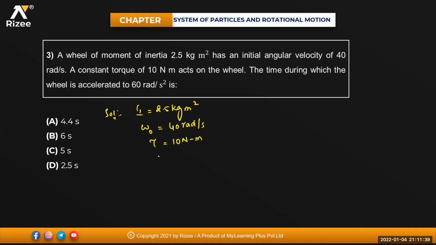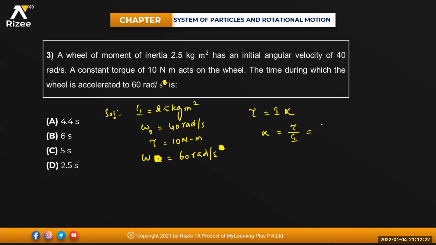Wheel is accelerated to 60 radians per second. Not acceleration, but the time during which it is accelerated to 60 radians per second, not square. That means this will be the final omega. So torque is equal to I into alpha. So alpha will be equal to torque divided by moment of inertia.